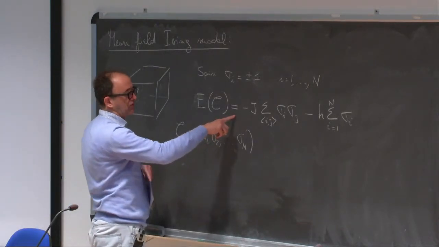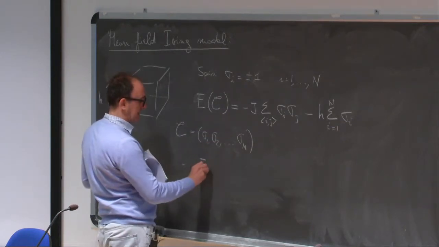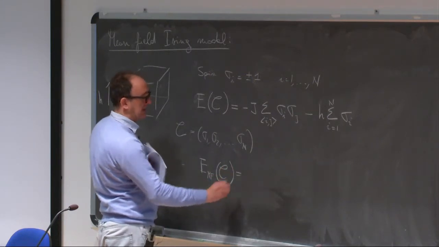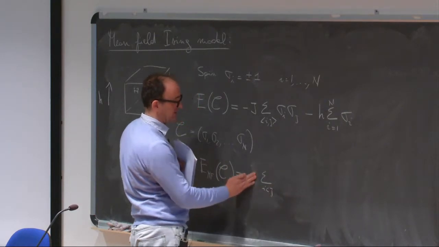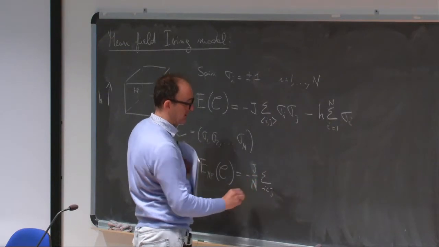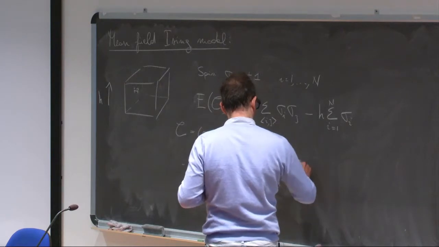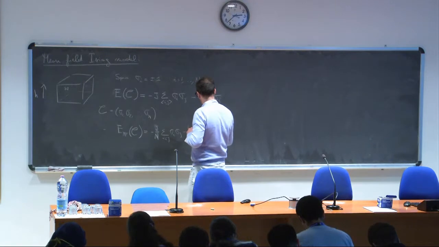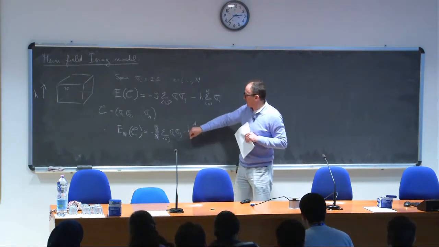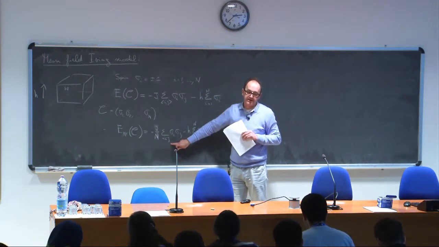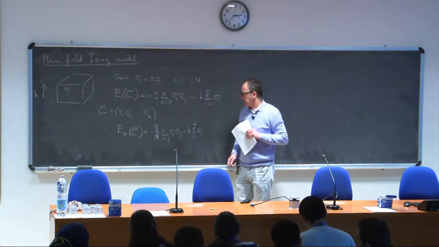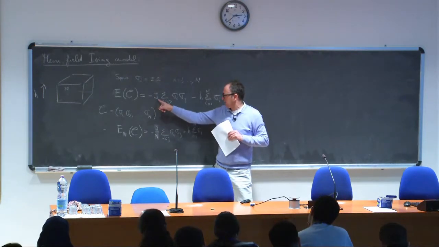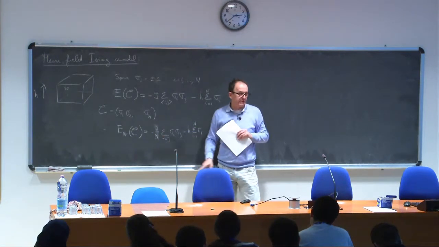Okay, so the idea is to study, instead of this system, the mean field Ising model, which assigns to this same configuration an energy which is just this one. Okay, so the external field is the same, but now this sum runs on all the pairs of spins. It runs on all i and on all j, which are larger than i. And you may notice also that this J has been substituted with J divided by n.